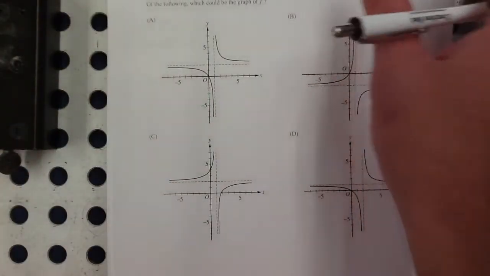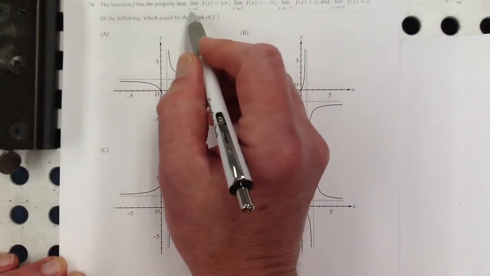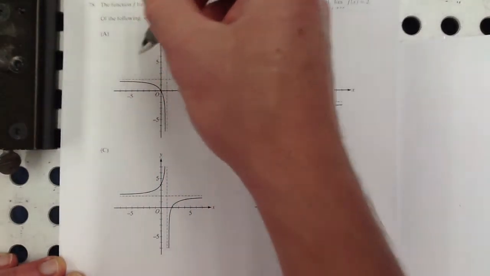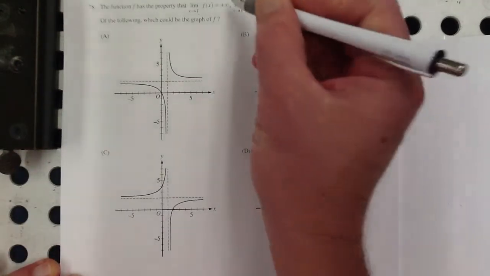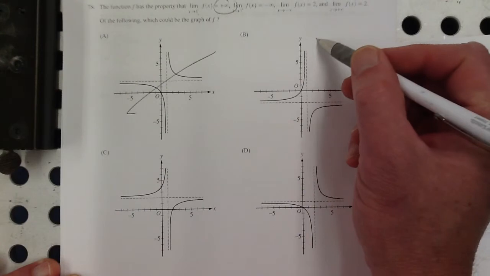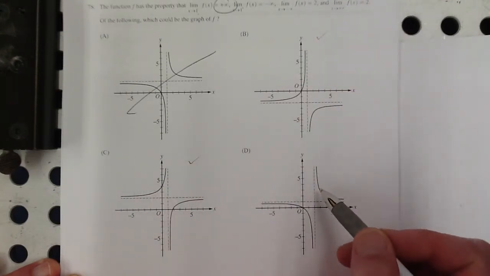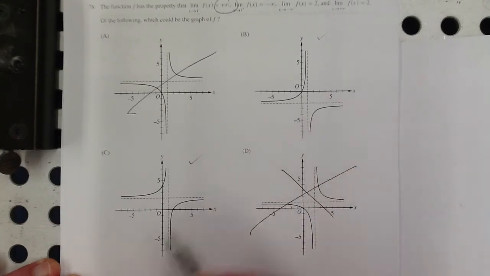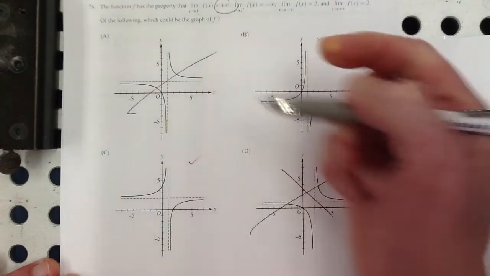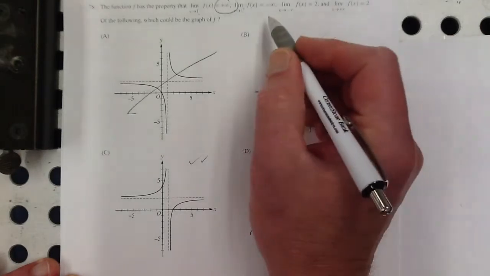All right, number 78. Some function has the property that the limit as x approaches 1 from below is positive infinity. So that means approaching 1 from below, this way, is positive infinity. So that's wrong. That could be a contender. This could be a contender. That could not. So it's one of these. 1 from above is negative infinity. Okay, so both of those are good there.